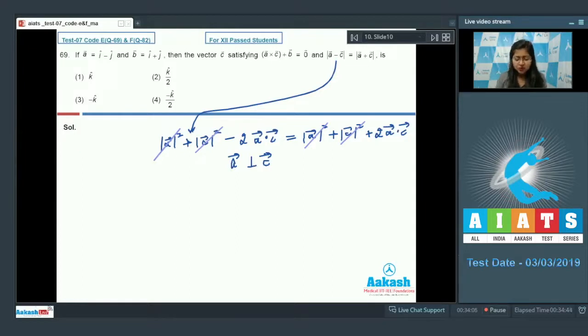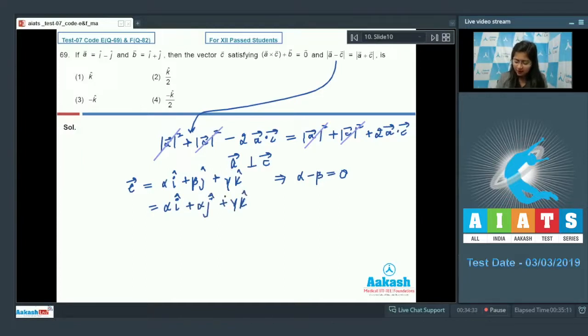Now, we are given vector a equal to i cap minus j cap. So, let us say vector c is equal to alpha i cap plus beta j cap plus gamma k cap. So, taking a dot c equal to 0, we will get alpha minus beta equal to 0. So, we can see that c vector is equal to alpha i cap plus alpha j cap plus gamma k cap. This is the c vector and we are given one more relation, that is a vector cross c vector is equal to minus b vector. This is also given to us.